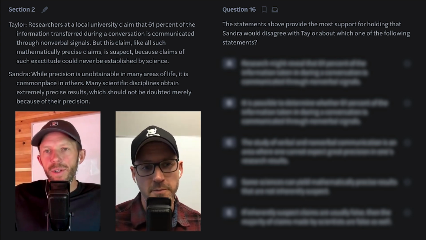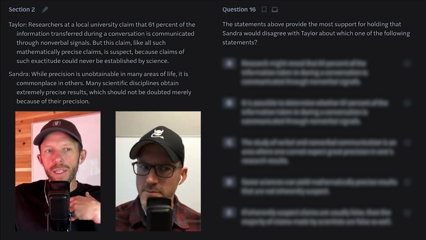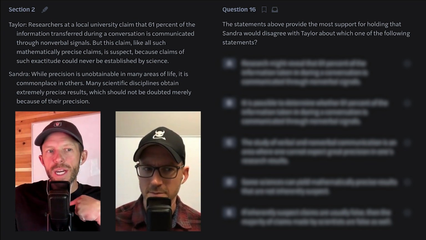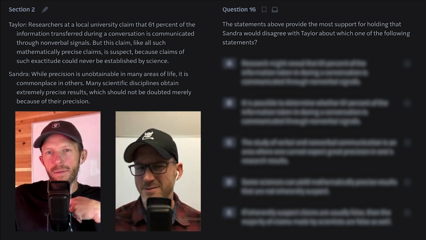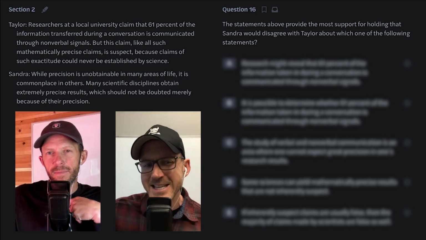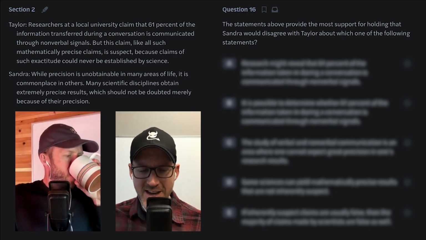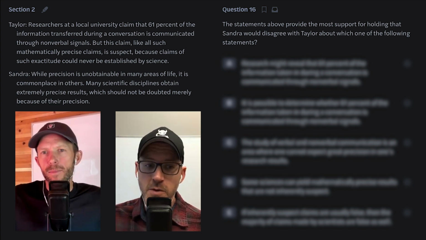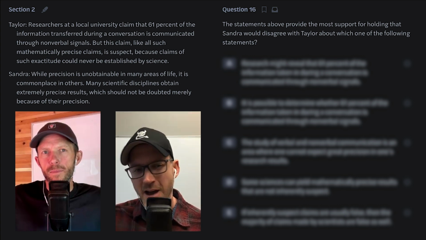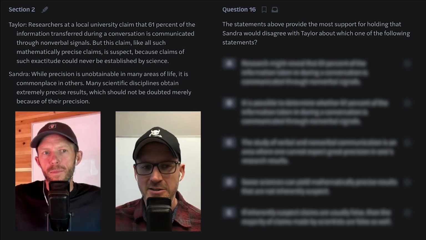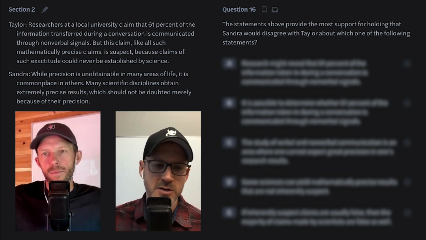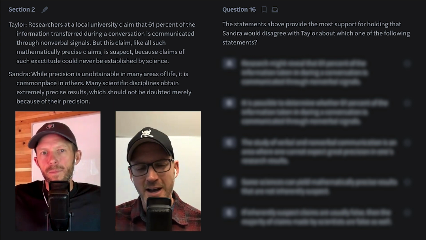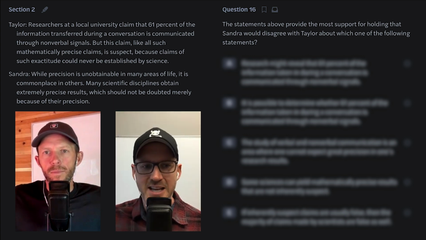Okay, where's this going? Taylor continues. But this claim, like all such mathematically precise claims, is suspect because claims of such exactitude could never be established by science. Well, I mean, what? Maybe in this particular instance, 61% is overly precise. Maybe this is more of a soft assessment anyway, but I don't know, maybe you can delineate exactly, hey, is that verbal, nonverbal? And then how often does that happen? I hate the fact that Taylor says, like all such mathematically precise claims. I don't know much about science, but I know there are some things that have got to be pretty damn precise, and they work very well because they're so precise. So I really don't like where Taylor's going with this, both in this instance and more broadly.